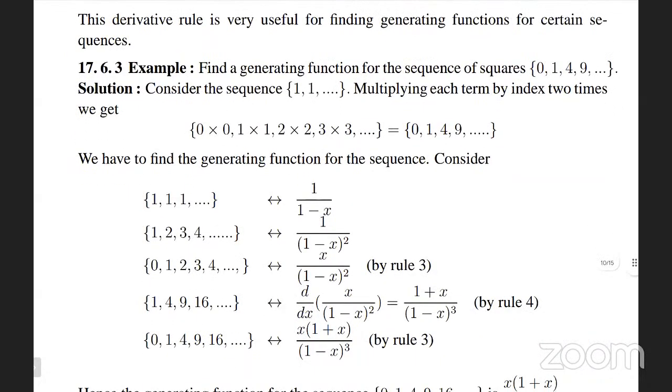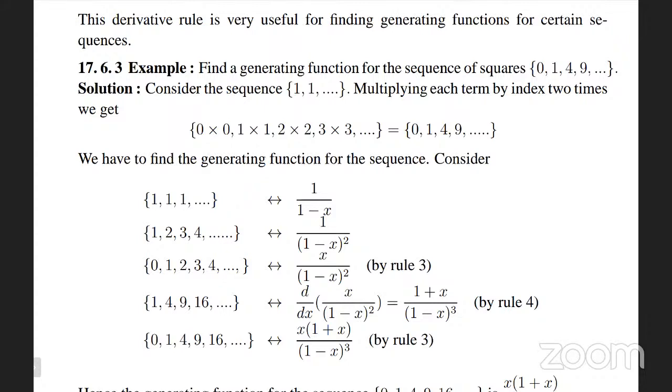Examples of generating functions of the sequence of squares, he will ask in the exam. What should we do here? 0, 1, 4, 9, considering the multiples: 0 into 0, 1 into 1, 2 into 2, like that I can take 3 into 3.